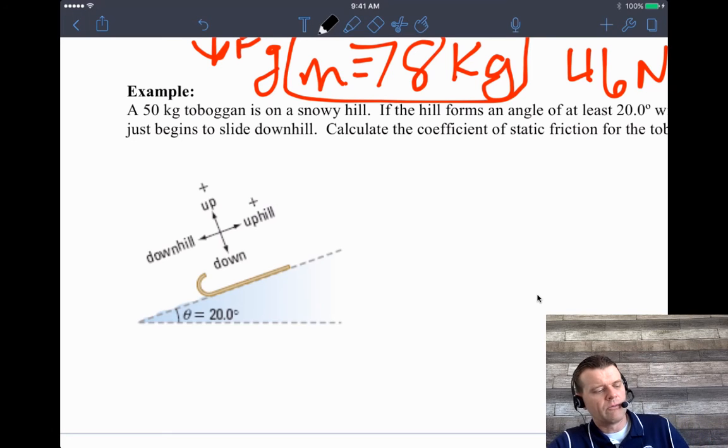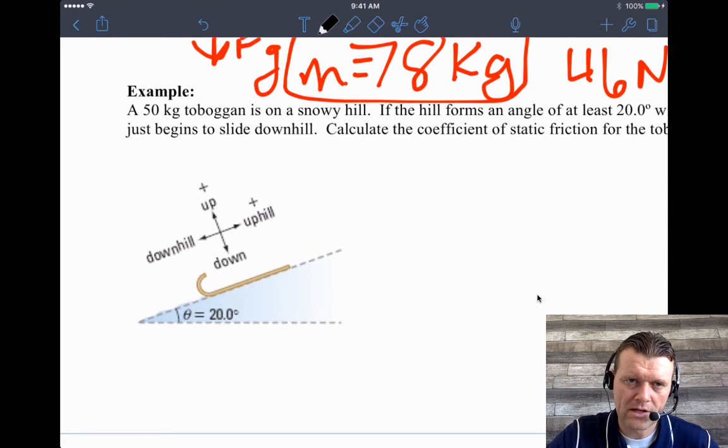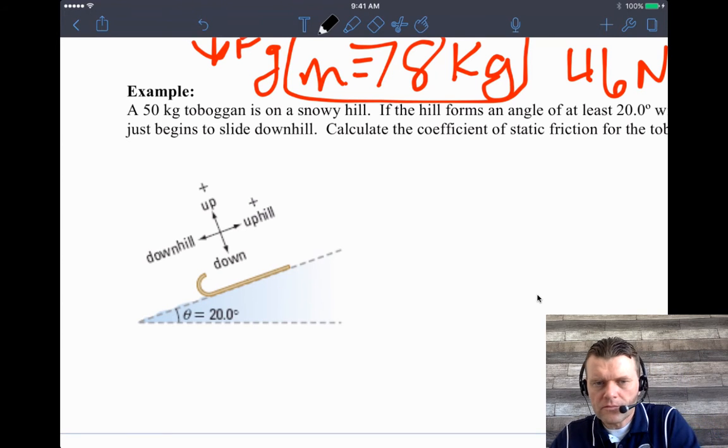Hi, Physics 20s. I really do need to show you the second example on that friction practice sheet, and then hopefully the back side will make sense. So I want to focus in on this sled here, this 50 kilogram toboggan.